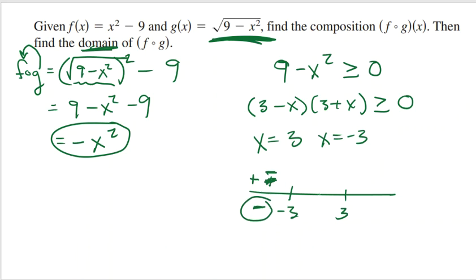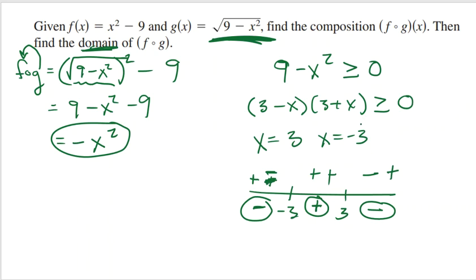In between negative 3 and 3, pick a number like 0. 3 minus 0 is positive. 3 plus 0 is positive. Those numbers are also going to be positive. Any number above 3 is going to produce a negative. If you don't believe me, just pick a number like 20. 3 minus 20 is negative. 3 plus 20 is positive, but a negative times a positive is a negative.